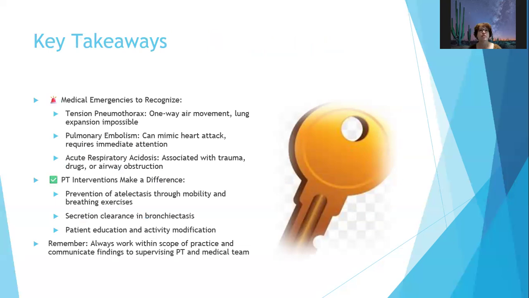Medical emergencies that we need to recognize: tension pneumothorax, which is one-way air movement, and lung expansion. So basically it's a collapsed lung. Lung expansion is impossible. Pulmonary embolism can mimic a heart attack, or it could have very vague symptoms, but it requires immediate attention. Acute respiratory acidosis can be associated with trauma, drugs, or airway obstruction.